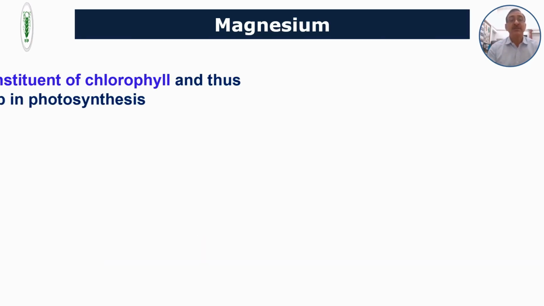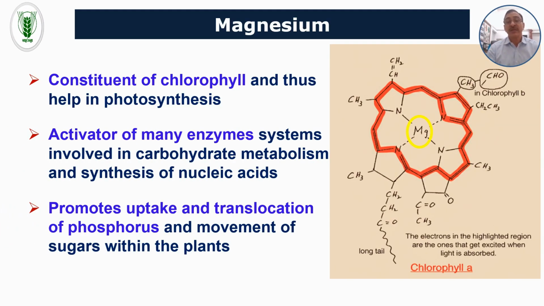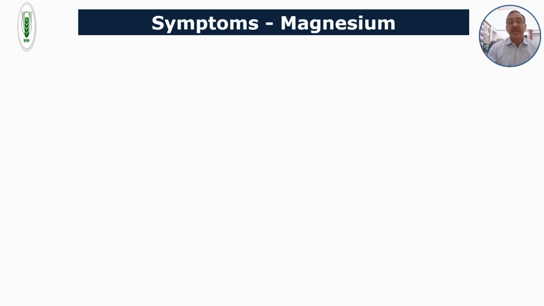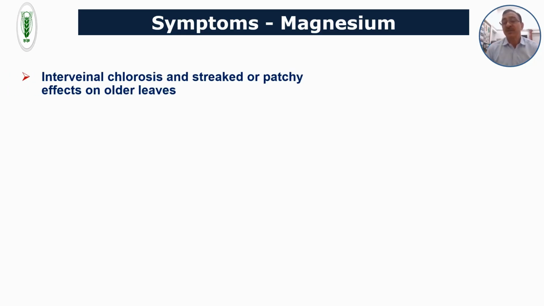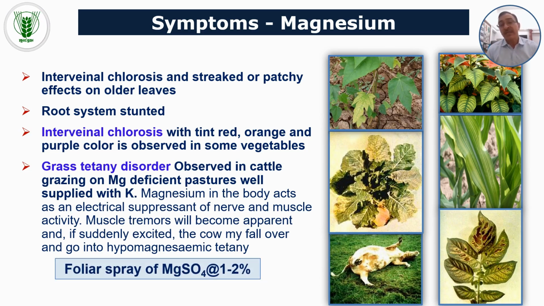Moving to the magnesium. Magnesium is again a constituent of chlorophyll. It is the central atom in the chlorophyll structure. So it activates many enzymes, and it is involved in carbohydrate metabolism and synthesis of nucleic acid. It promotes uptake and translocation of phosphorus also, and movement of sugars within the plants. And when we talk of its deficiency symptom, since it is associated with the chlorophyll, general paleness is the main symptom, but that paleness is accompanied with dark green veins. Veins are normal in color, it is intervenal chlorosis. We say it as intervenal chlorosis.